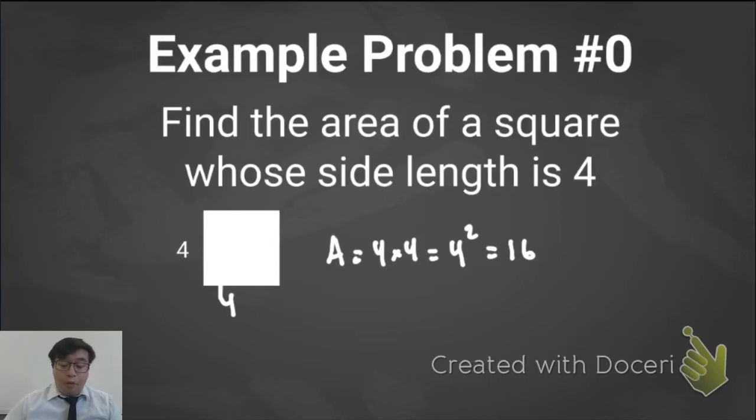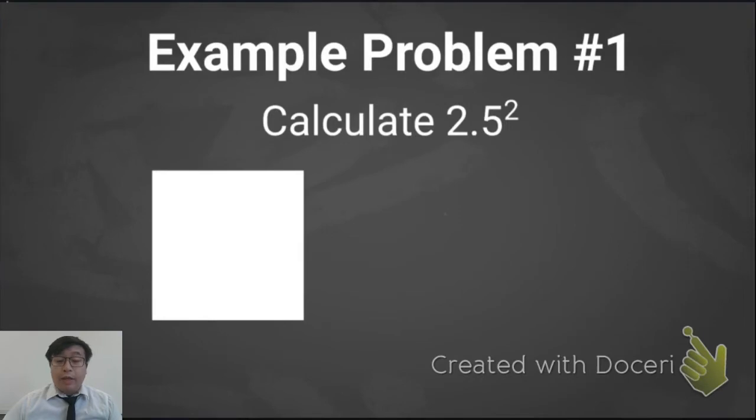And so 4 squared, or 4 times 4, that's going to be 16. One way I can visualize that is by breaking up this square here. If it has a height of 4, I can break that into 4 parts. And if it has a base of 4, I can break that into 4 parts. And I can see that the area of the square is going to be 16 because there are 16 square units inside of it.